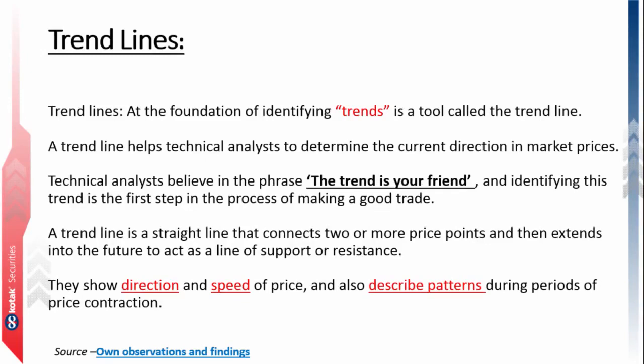We have discussed a number of oscillators like RSI, and we have also discussed price gaps. Most of the time we have taken price as an important tool to understand where the market is going, and this time also the trend line is something very closely connected to the overall formation of price. Trend lines show direction and speed of price, and also describe patterns during periods of price consolidation.